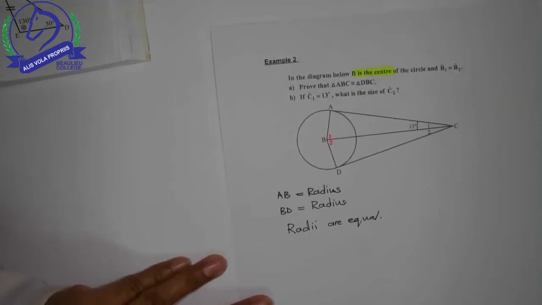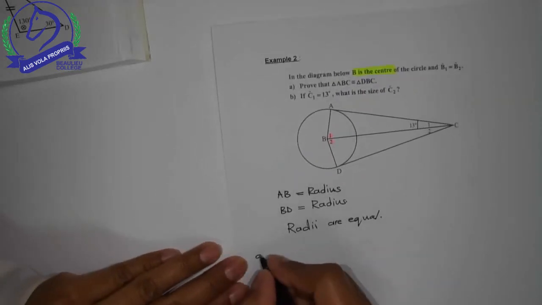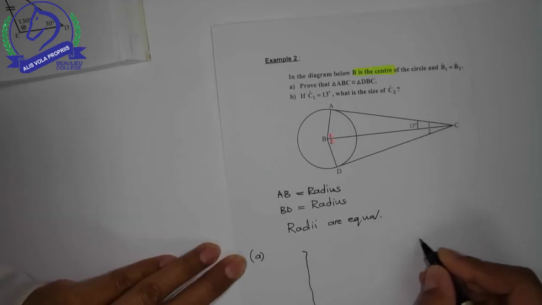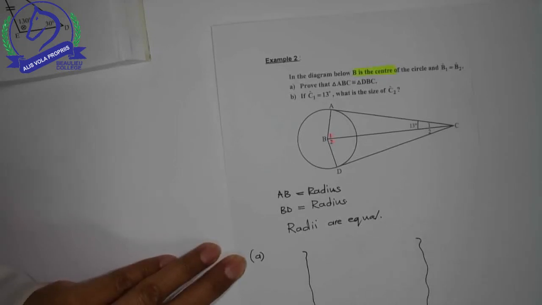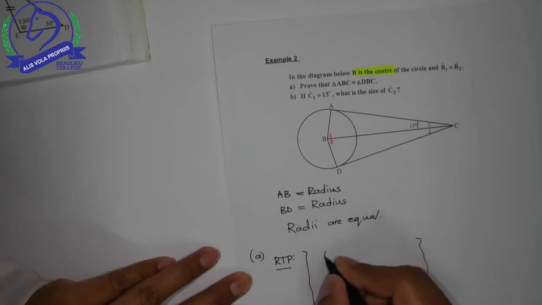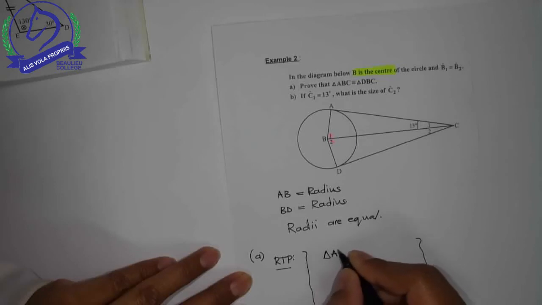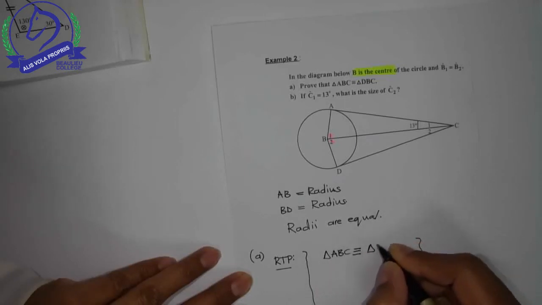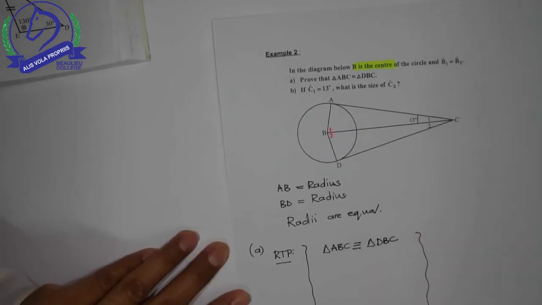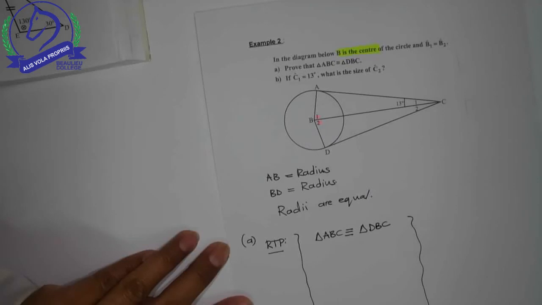So let's lay it out. Question A. Remember, I said to you, so you divide your page, there's your margin, and there's your working out, and there's your reason column. So required to prove. What are we asked to prove? We are asked to prove that triangle ABC is congruent to triangle DBC. Here we go. Now, let's find out proof.